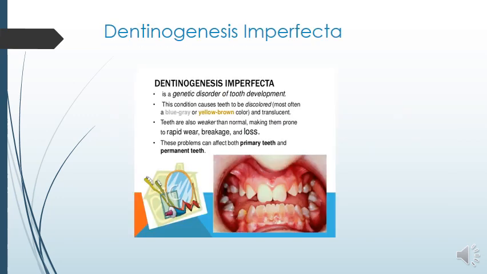Dentinogenesis imperfecta is an autosomal dominant disorder of the teeth, and it is characterized by discoloration of a bluish gray or yellow brown color and is translucent. The teeth are also very weak and they can break off, and it affects both the primary teeth and the permanent teeth.